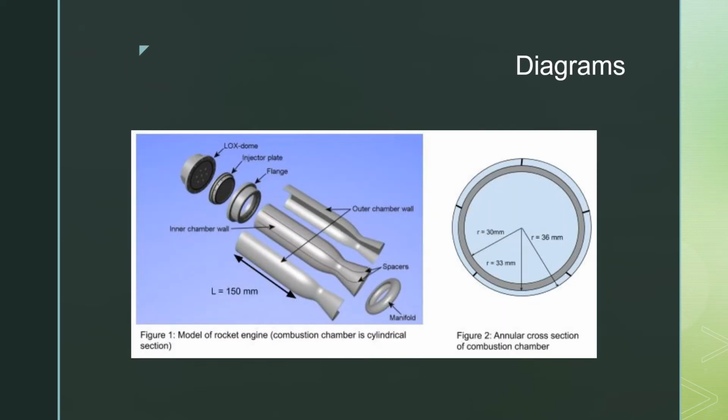Figure 1 and figure 2 are the diagrams that will be given to the student. In figure 1, we have an expanded view of the rocket engine. However, we will focus more on the combustion chamber, which is the cylindrical section. And in figure 2, we have the annular cross-section of the combustion chamber with the given radii.